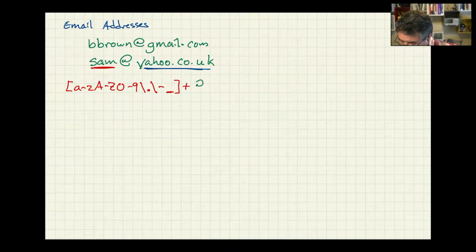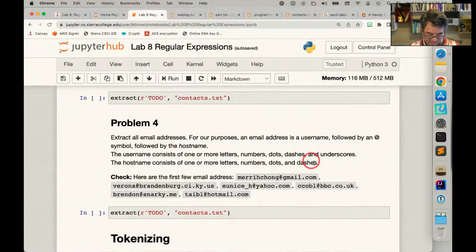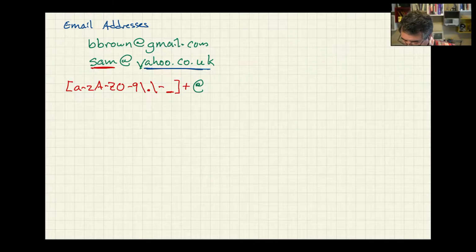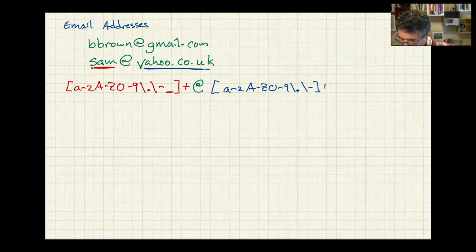And then we've got our @ sign, and that's not a meta character either. And then finally, the hostname portion, which consists of letters, numbers, dots, and dashes. There are no underscores allowed in host names. That's actually an internet rule. You cannot put underscores in a host name. So letters, numbers, dots, and dashes, and one or more of those. And for our purposes, that'll work.